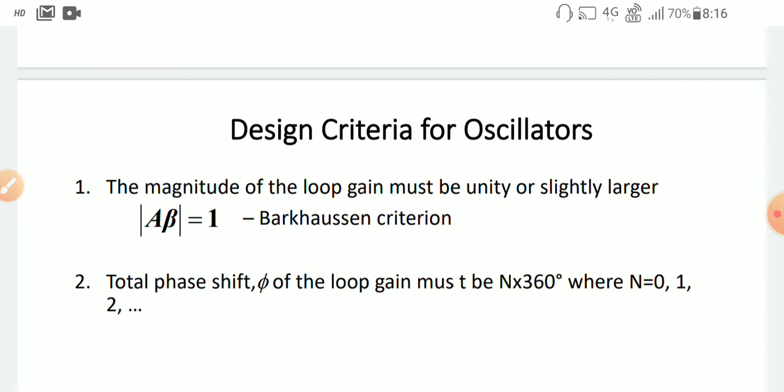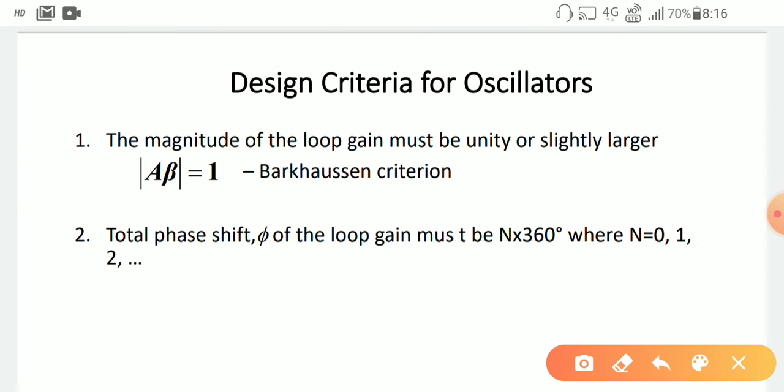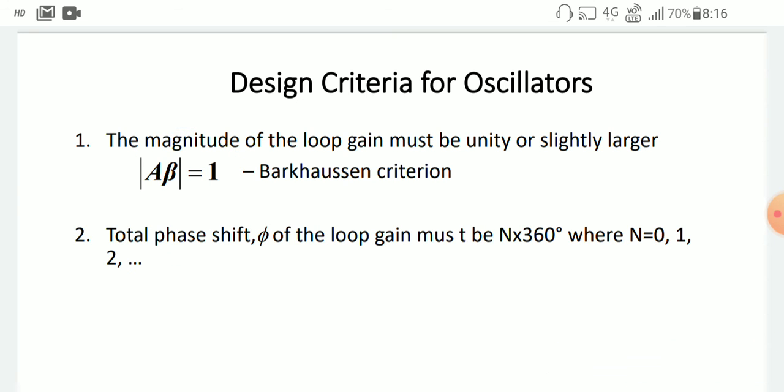For the design criteria of an oscillator, the magnitude should maintain the Barkhausen criteria, and the total phase shift phi of the loop gain must be n times 360. If n is equal to 0, it will be 0. If n is equal to 1, it will be 360 degrees. If n is equal to 2, it will be 720 degrees. In such a way, the phase shift will be as such.